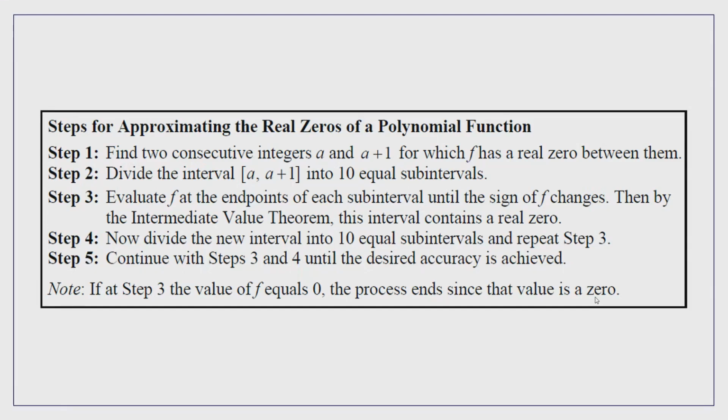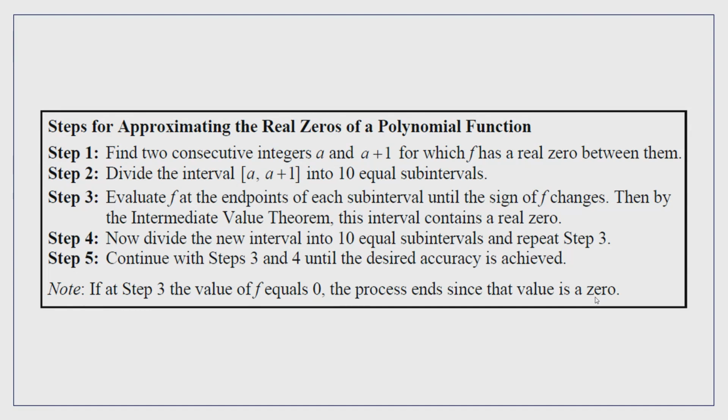Alright, so next we're going to look at the steps for approximating the real zeros of a polynomial function. Step number 1 says find two consecutive integers a and a plus 1 for which f has a real zero between them. Step 2, divide the interval between a and a plus 1 into 10 equal subintervals. Step 3, evaluate f at the endpoints of each subinterval until the sign of f changes. Then by the intermediate value theorem, this interval contains a real zero.